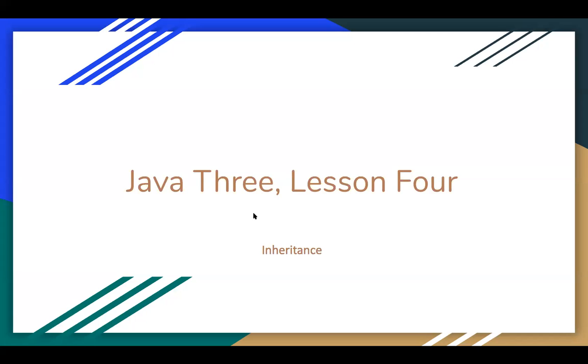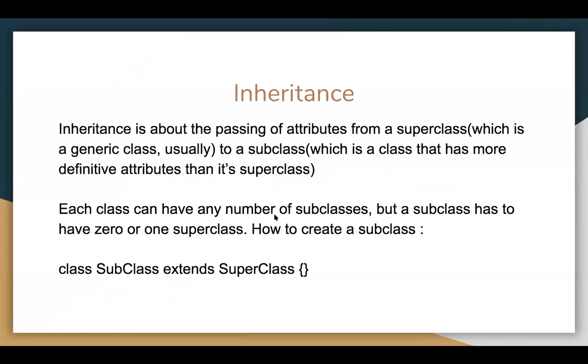Okay, so today is Java 3 lesson 4, and today we're learning about inheritance. Inheritance is about the passing of attributes from a superclass, which is usually a generic class, to a subclass, which is a class that has more definitive attributes than its superclass. I have an example of a superclass and subclass.